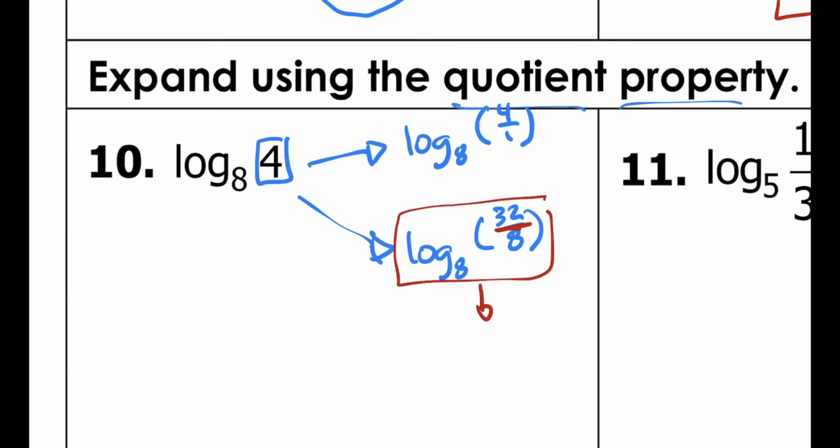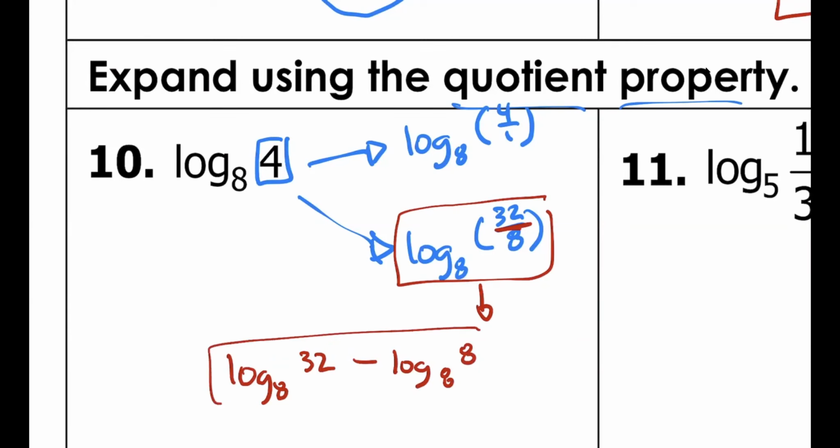Right, so I'm going to be subtracting 2 logs. So it'll be log base 8 of the top, 32, minus log base 8 of the bottom, which is 8. And I can stop there. And there you go, I expanded.